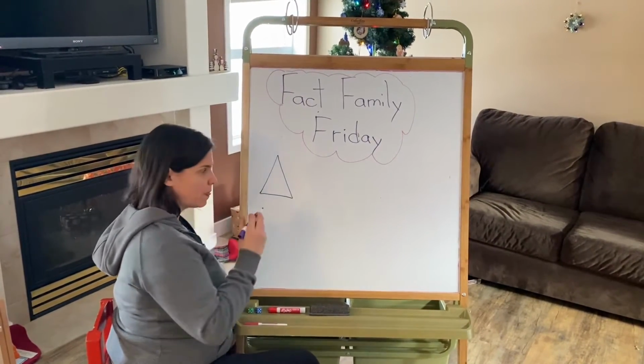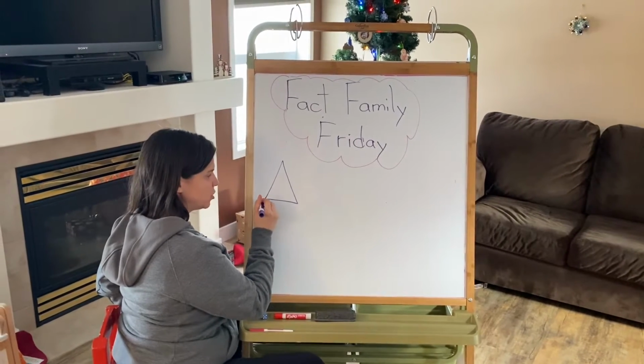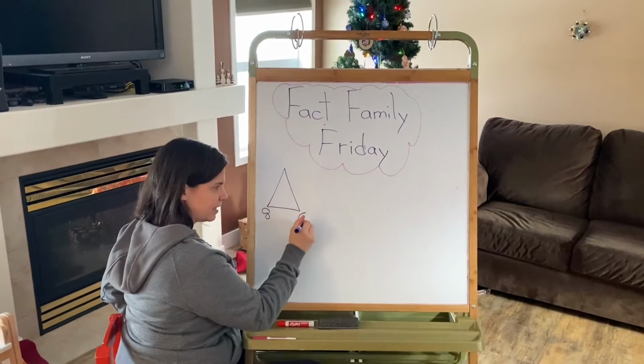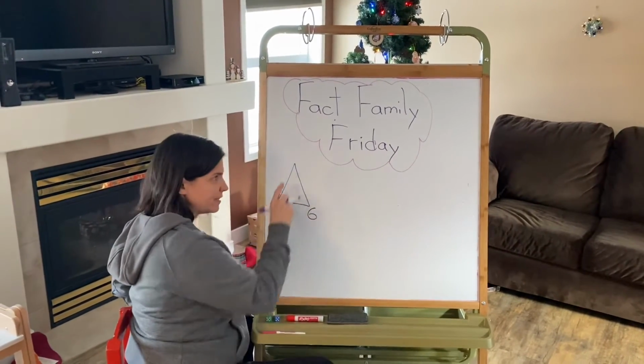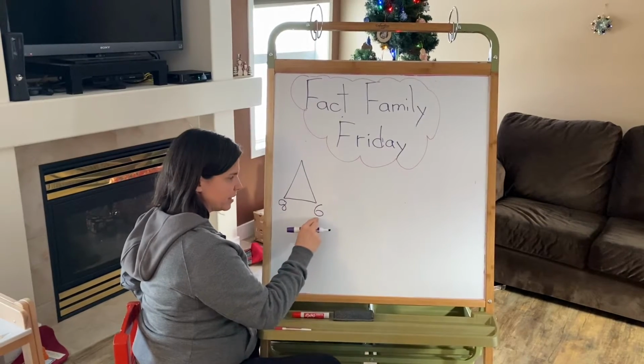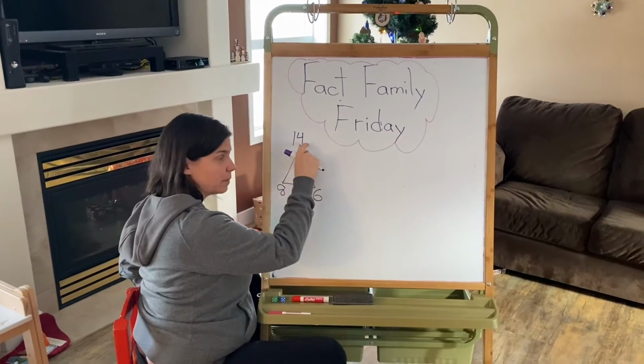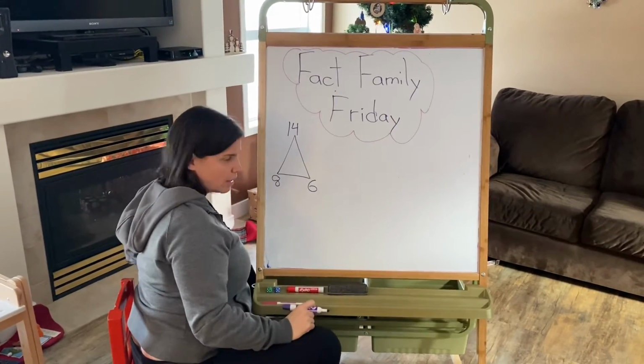So for example, I often find this one is a tricky one for some of my students. So we might do 8 and 6, okay? To get the third number in your fact family, you need to add these numbers together. So 8 plus 6 equals 14. You write that up at the top of the triangle. It is very important to keep that number at the top.